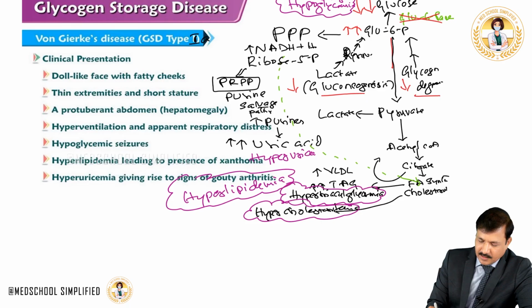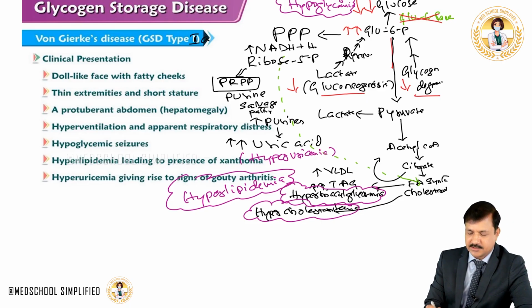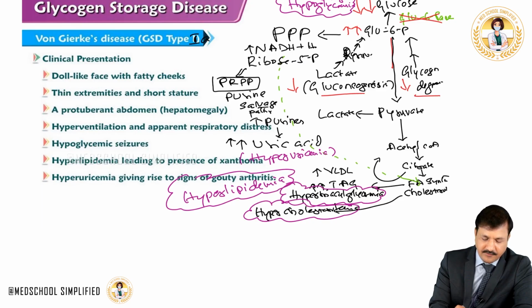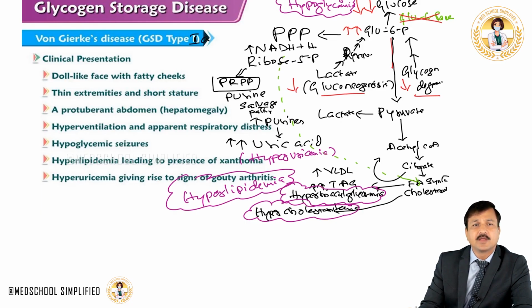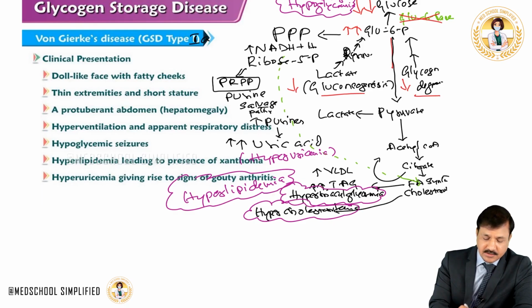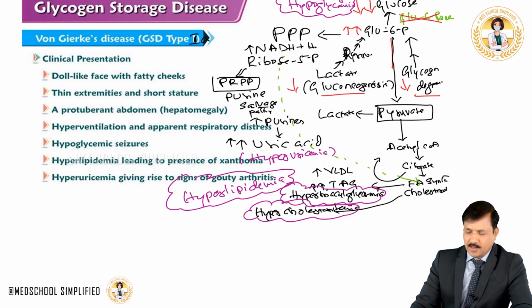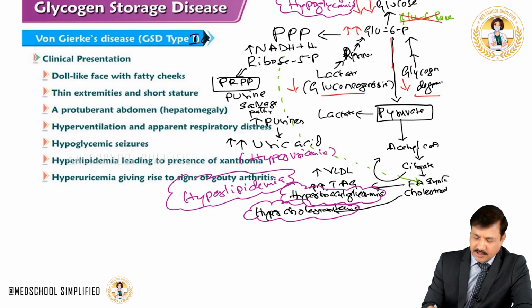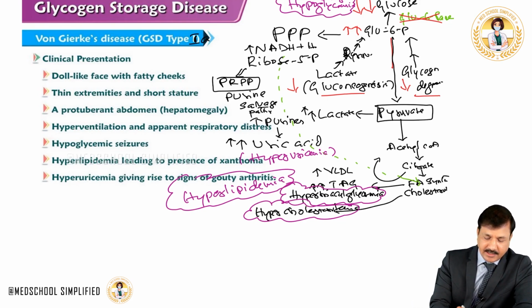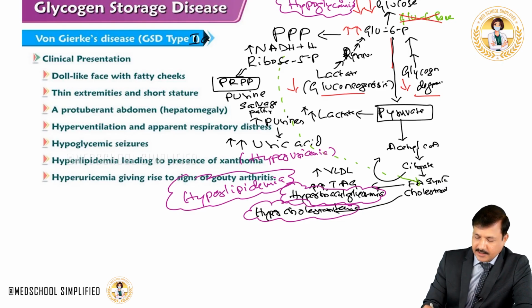hyperuricemia. And hyperuricemia, or increase in uric acid, is also because of elevated lactate. There is excess lactate which is seen in Von Gierke disease. It is because, let me explain that before I connect. So here pyruvate is diverted into lactate. So there will be an increase in lactate in Von Gierke disease, and increase in lactate will give rise to lactic acidosis.